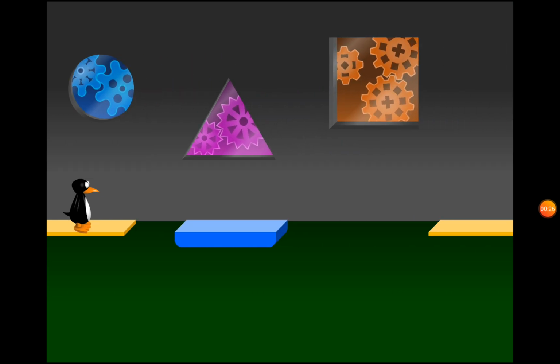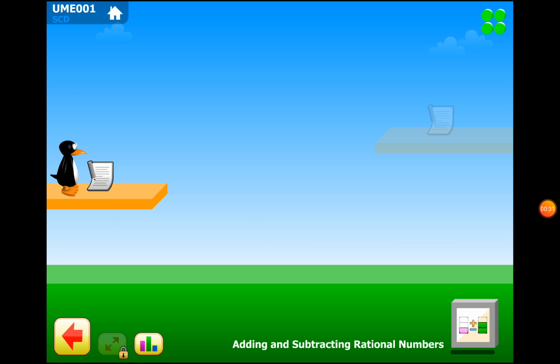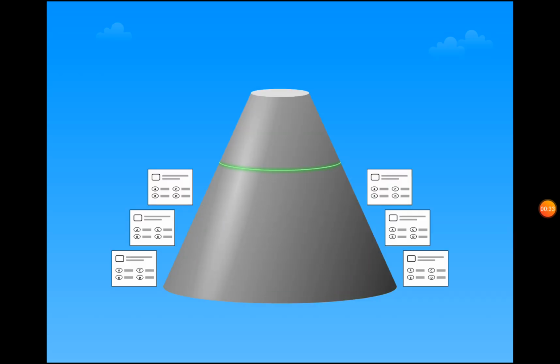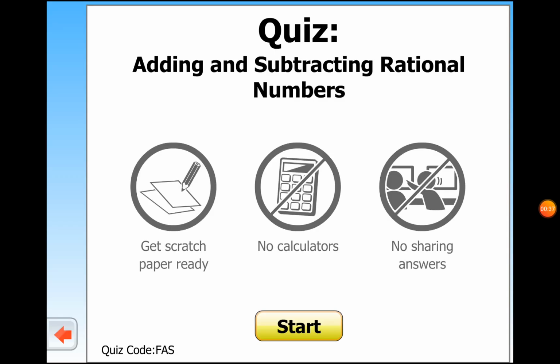A ramp for Gigi to cross. Amazing. Let's take the pretest now. Pre-quiz. Close enough. Let's go.